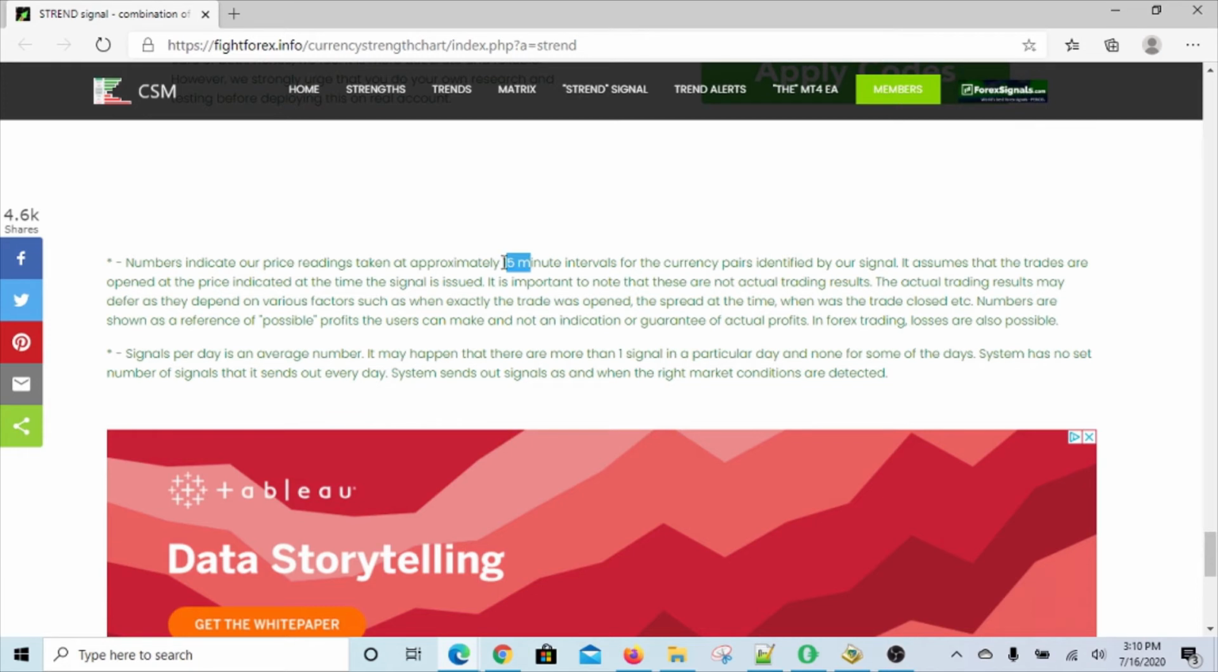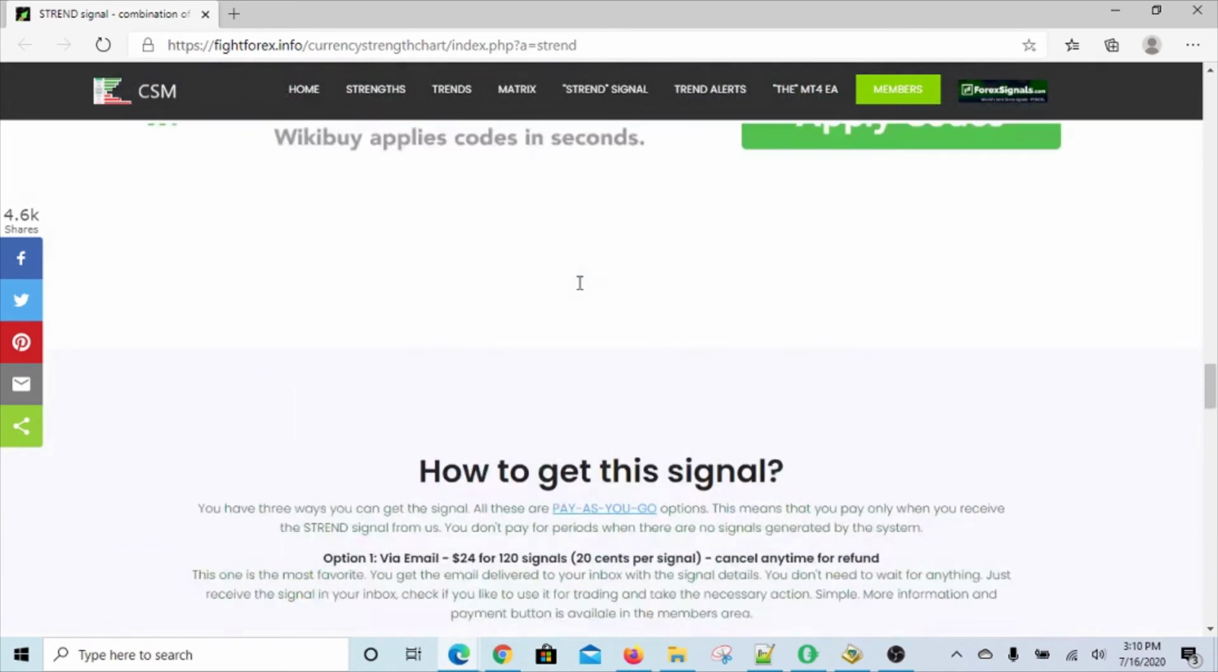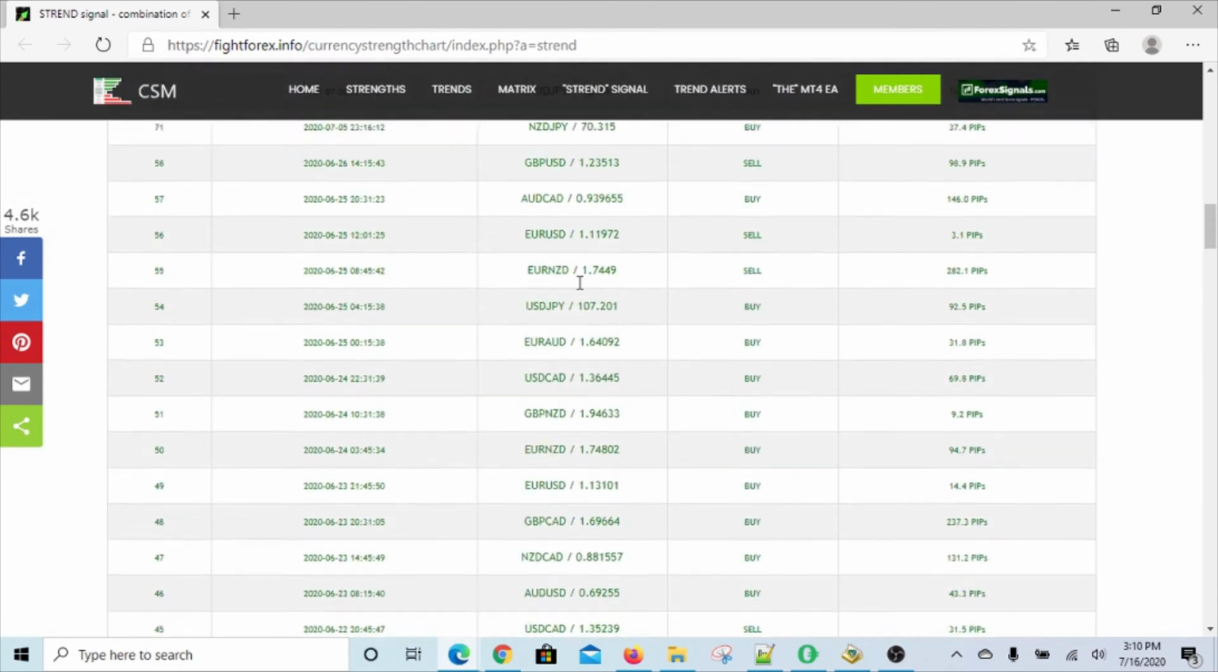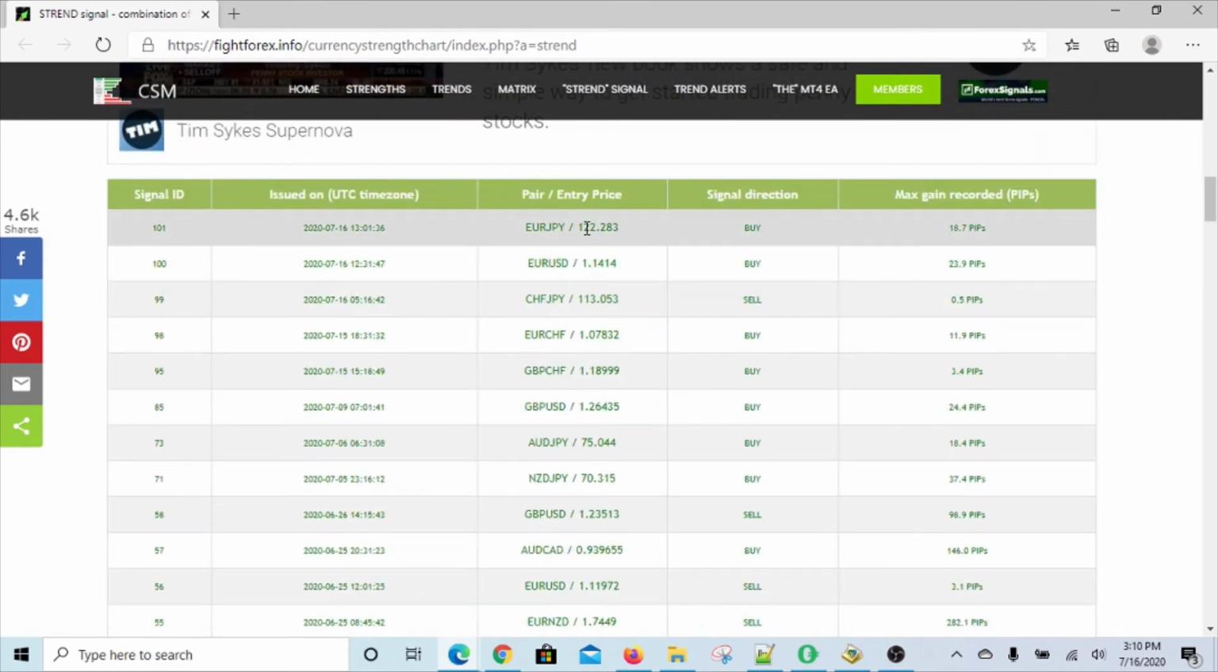And actually it does it for every 15 minutes, but the job actually runs every 5 minutes to update the price. Whenever the system finds that the signal was issued in this case at 122.28 and it was a buy signal, and the price has actually moved up, then it goes and updates the total gain. So let's say the price moved by 10 pips, it would say the maximum gain recorded is 10 pips.